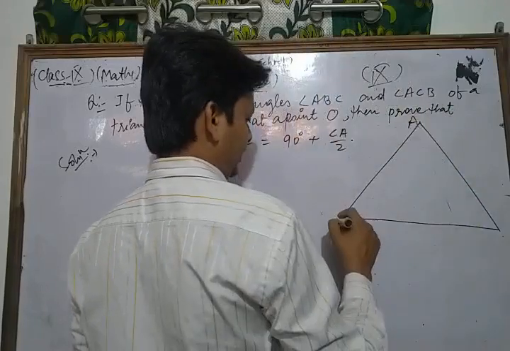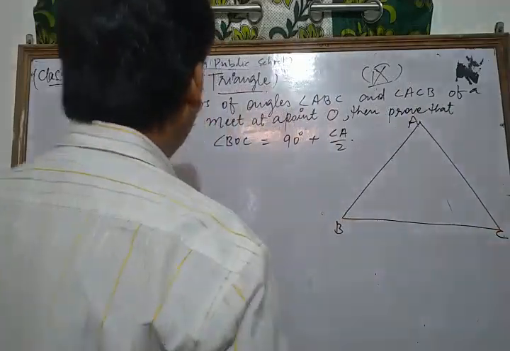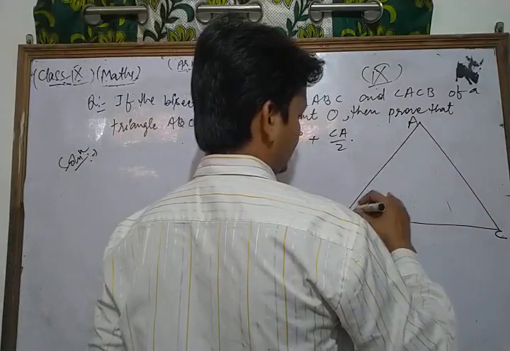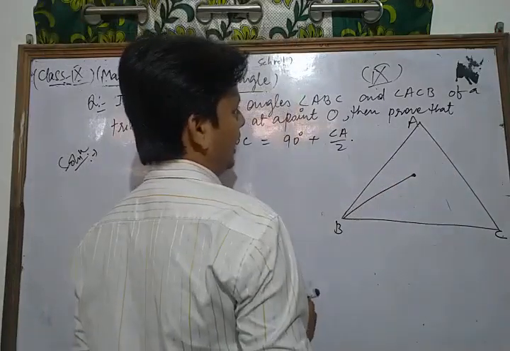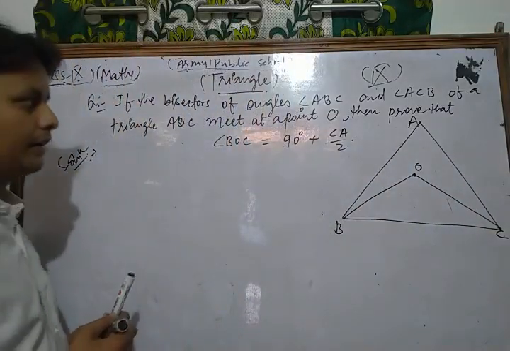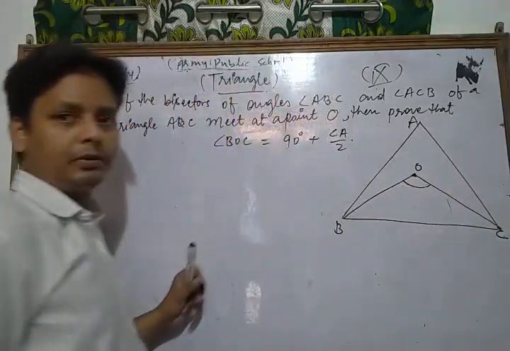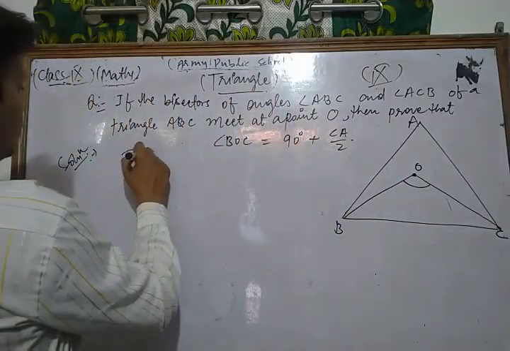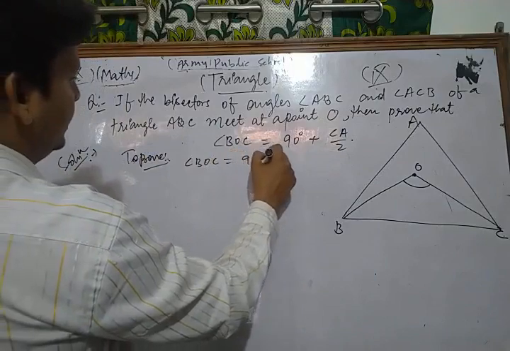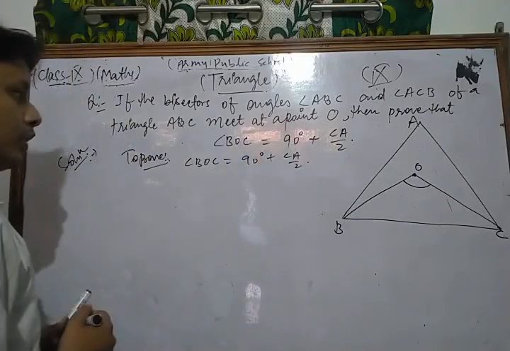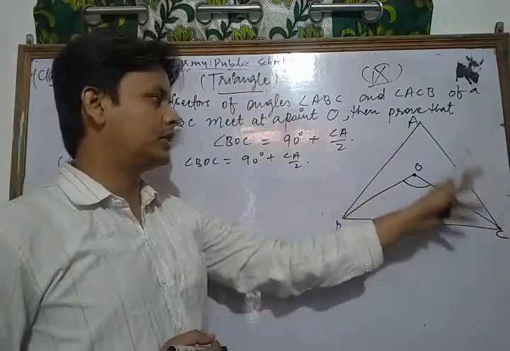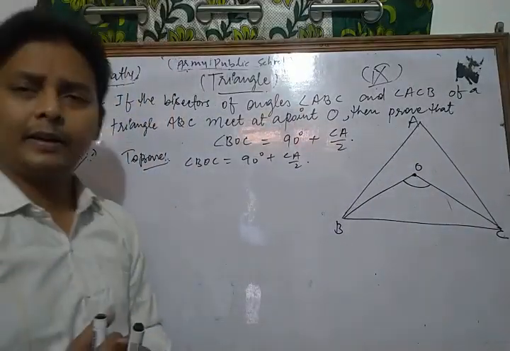Here we form a triangle ABC. According to the question, the bisectors of angle ABC and angle ACB meet at point O. Then we have to prove that angle BOC is equal to 90 degrees plus half of angle A. This is the figure according to our question, and we have to show that angle BOC is equal to 90 degrees plus half of angle A.